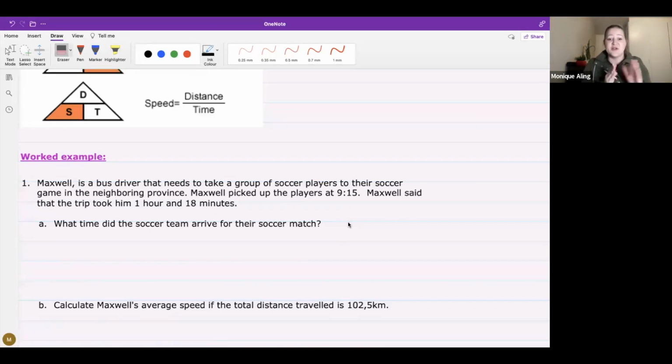Okay, so this isn't related to speed, distance, time yet. We just want to work out what time did the team arrive for their soccer match. So this is a nice revision question from the last lesson we had. Okay, so we can use our calculators for this. We know that Maxwell picked them up at 9:15, took them 1 hour and 18 minutes. Okay, I'm going to ask you guys to quickly work that out for me. What time did they arrive for their soccer match?